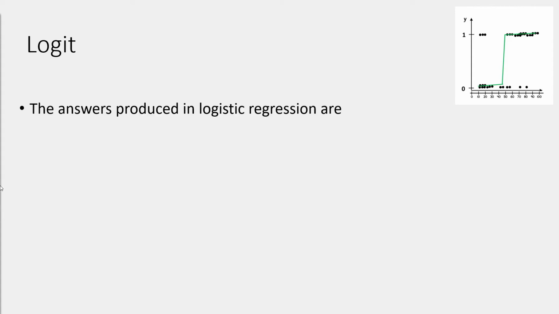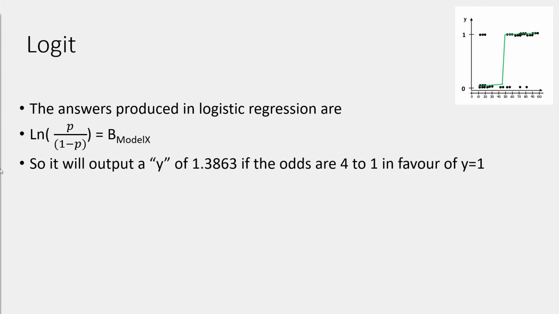Except most programs will not produce the odds ratio that actually gives us the relative chance of y equals 1. Most programs will give us the logit, which is the ln of that value. So if the model predicts a 4 to 1 chance of getting y equals 1, then the corresponding logit will be 1.3863. This means we would need some grade 9 algebra to actually get the odds ratio from the logit.